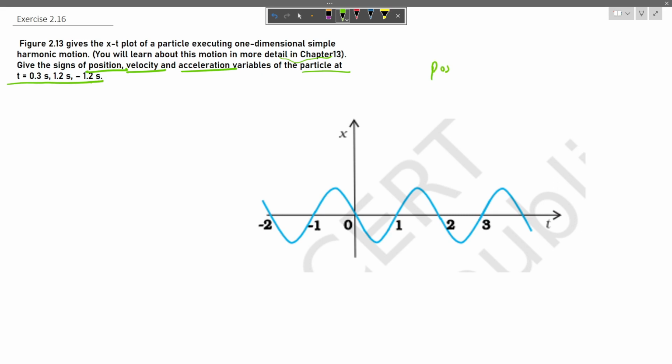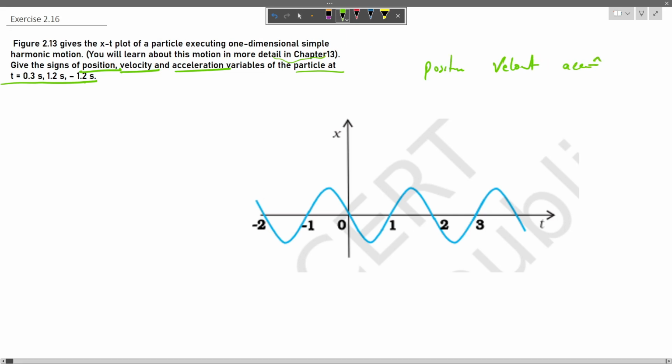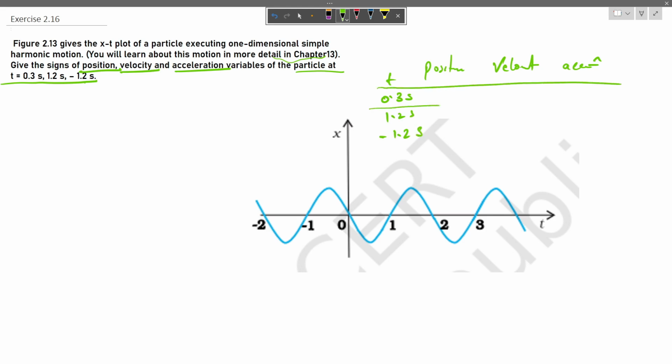seconds. So we have to give the sign of position, velocity and acceleration at time t equals 0.3 seconds, 1.2 seconds and minus 1.2 seconds.